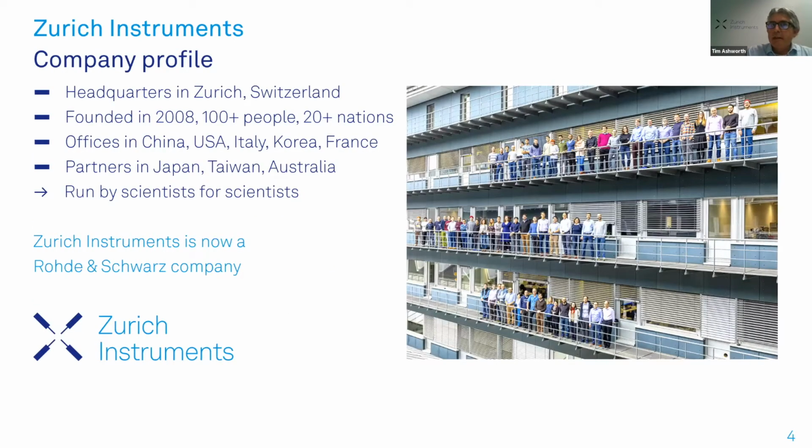We're headquartered in Zurich. We are currently 100 people and growing fast. We have offices in China, USA, Italy, Korea, and France, and partners covering the other major markets. More importantly, we are a company of scientists run for scientists. So we understand, most of us have been in research, we understand the challenges of research, and we hope to offer application support accordingly. And some news which is just a few days old, Zurich Instruments is now a Rohde & Schwarz company. So we've been acquired by Rohde & Schwarz. It won't change how we deal with you. Zurich Instruments will continue as an independent standalone company.